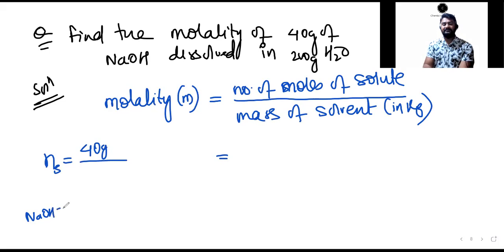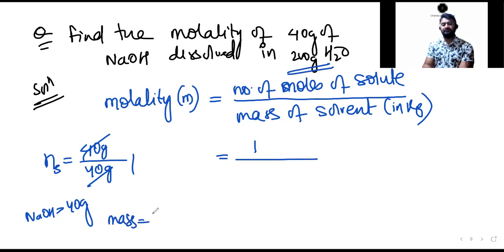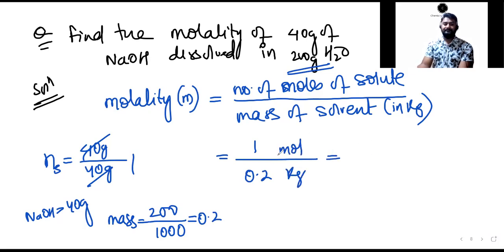NaOH, what is the molar mass? 40 grams. So you can find 23 plus 1 plus 16. Mass is 40, so number of moles is 1. What is the mass of solvent? 200 grams of water. So what's the mass in kg? 200 grams divided by 1000. So the answer will come out to be 0.2 kg. So moles on top, kg at bottom. The answer will be 5. So a 5 molal solution. That is how we can approach this question and solve this.